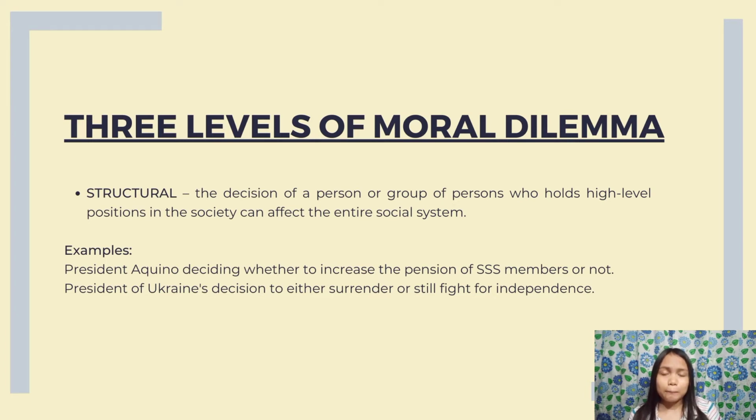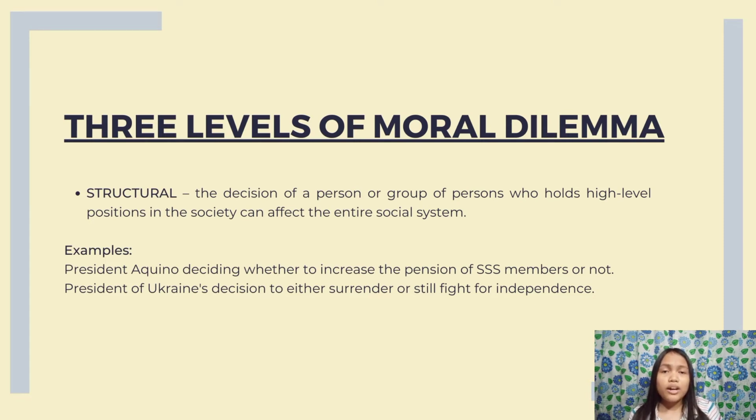Another example for this dilemma is what is happening right now, and that is the war between Ukraine and Russia. The focus of the dilemma is the President of Ukraine's decision to either surrender or still fight for independence. We all know that President Zelensky's current decision is the latter option. But a lot of soldiers, even civilians, have already died. Not only that, many buildings and infrastructures have been damaged.